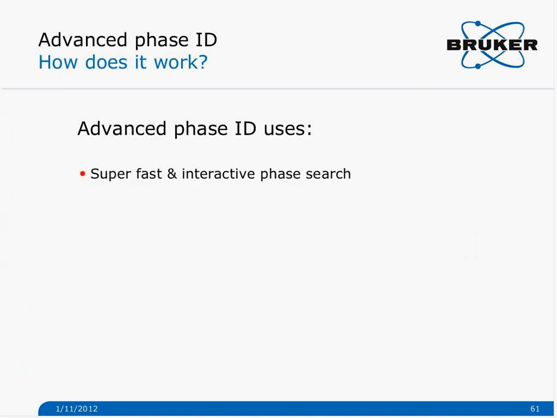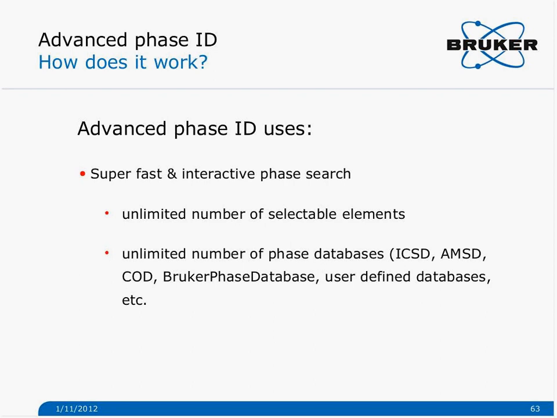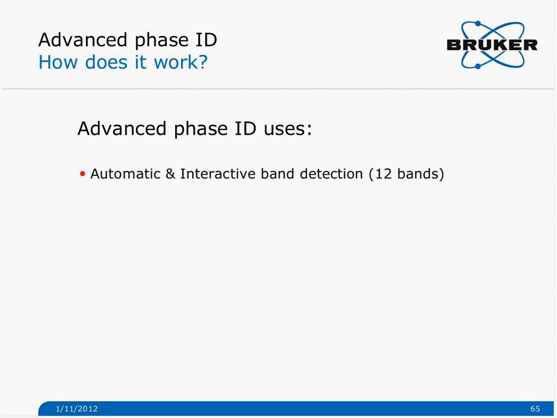So to summarize the advanced phase ID method, it's a fast and interactive phase search engine using an unlimited number of selectable elements, and you can also use any phase database, both commercial and user database, and it offers different ways to select the elements. Advanced phase ID uses a detection which can be automatic or interactive.